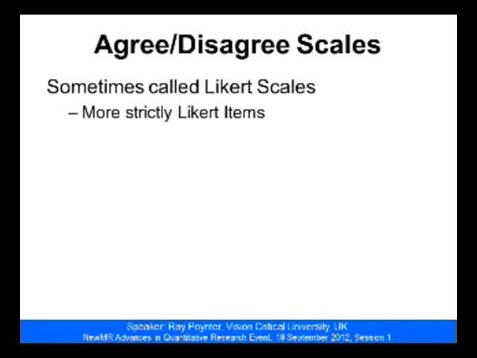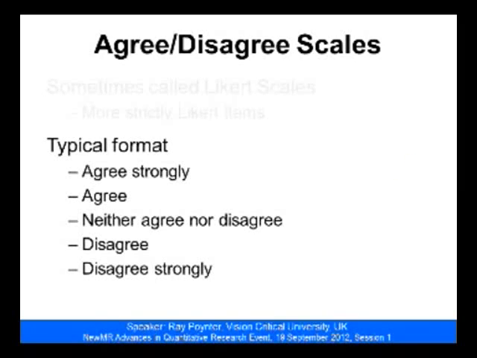It's often described as being a Likert scale. Strictly speaking, it's more like a Likert item. A Likert scale is a combination of Likert items. We ask it in formats like this. We would say agree strongly, agree, neither agree nor disagree, disagree, disagree strongly.